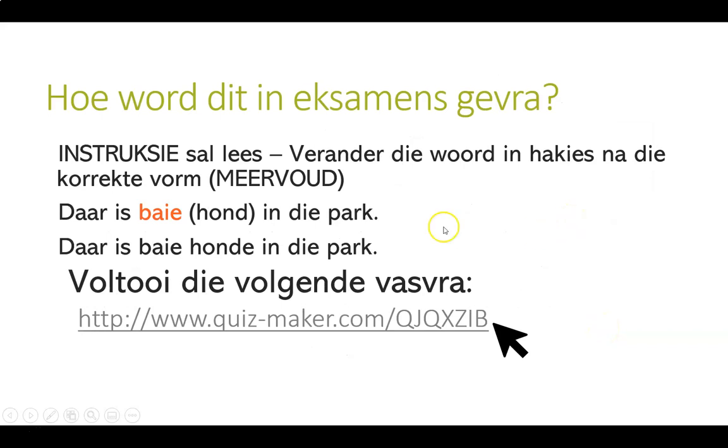How are they asked in the exams? The instruction will read that you need to change the word that is in brackets. Remember, that is always the word that you work with, to the correct form. In some instances, they will tell you that it must be in the meervoud. If they don't tell you, then you need to recognize it. And very often, there's a word in front of the brackets to tell you what you need to do. In this case, it would be baie, heelwat, klomp. And then you know you need to change the word in brackets to the meervoud. You look at the word, you see that there are 2 consonants at the end, an N and a D, and my rules then say I have to add an E.